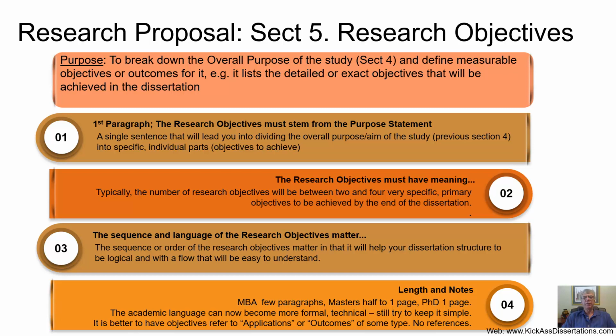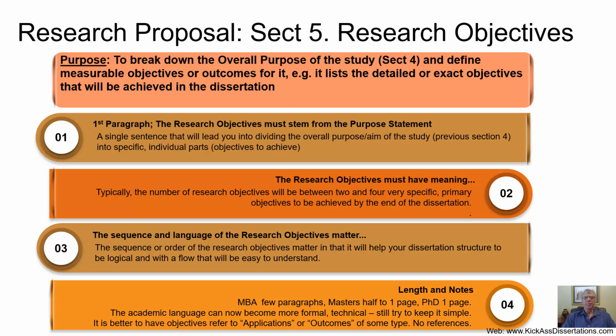So this is section 5, where we're going to deal with your research objectives. So let's look at the purpose of the research objectives. The purpose of research objectives is to break down the overall purpose of your study, or the aim of your study, which was dealt with in the previous section. And now you're going to define measurable objectives or outcomes for it.